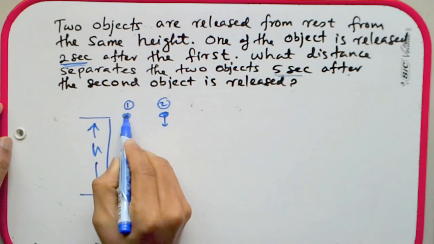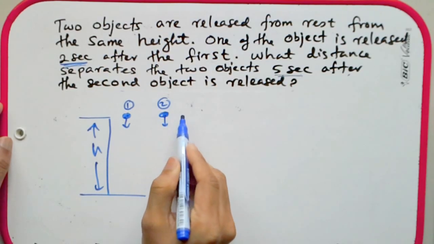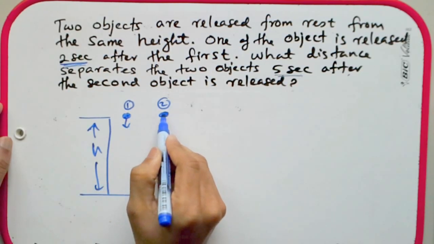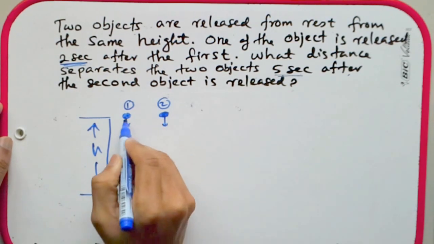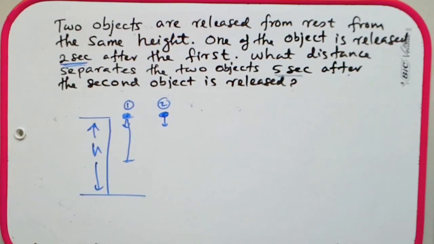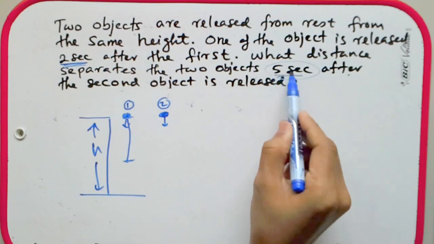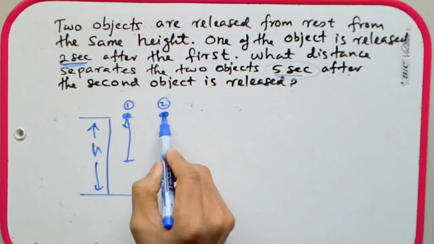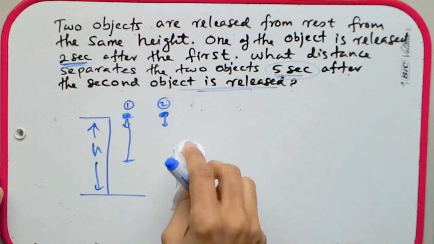You release the first object. After 2 seconds you release the second object. Okay, so by the time you start to drop this object, this might have traveled a certain distance. The question is, what distance separates the two objects 5 seconds after the second object is released? So how do you do this problem?